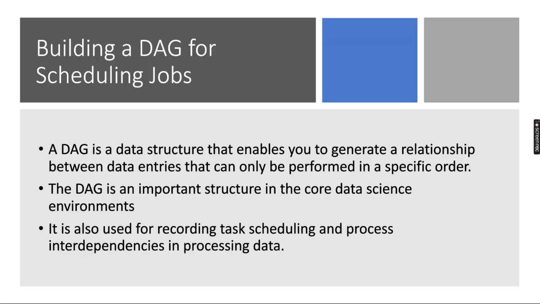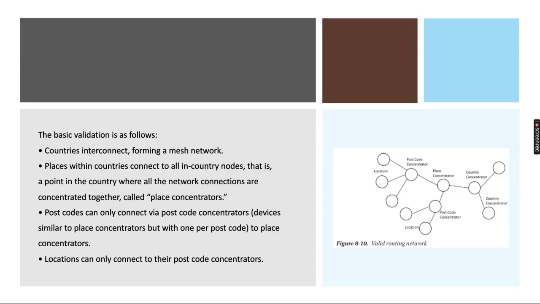Building a DAG for scheduling jobs. A DAG is a data structure that enables us to generate a relationship between the data entries that can only be performed in a specific order. A DAG is an important structure in the core data science environment. It is also used for recording task scheduling and process dependencies in processing data. So we can build a DAG for scheduling the jobs.